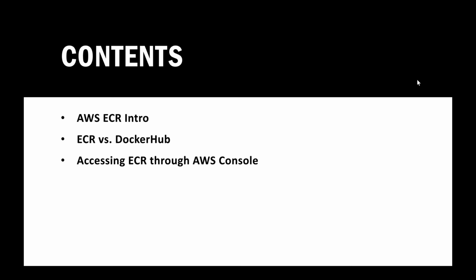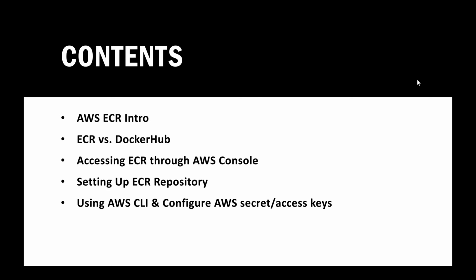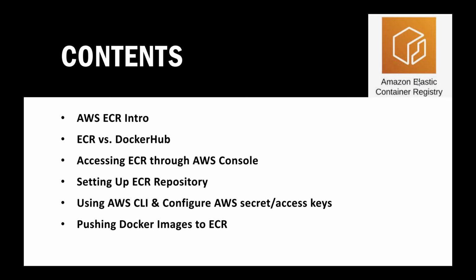We will be using ECR through the AWS Console, and then we will be setting up an ECR repository. We will be using the AWS CLI, and we will be configuring AWS secrets and access keys, and then we'll be trying to access the ECR repository and push the Docker image from our local machine to AWS ECR. So let's get started. This video is going to be really interesting because I will be showing you a hands-on demo as well on how you can push Docker images to ECR.